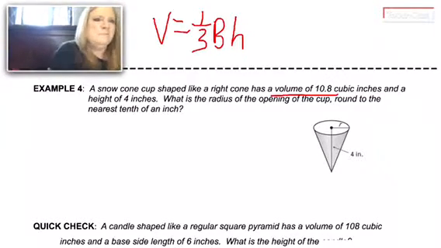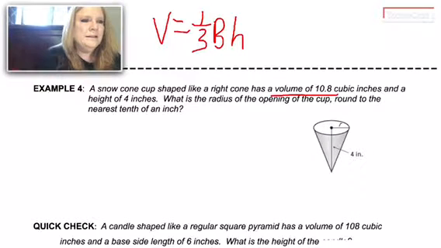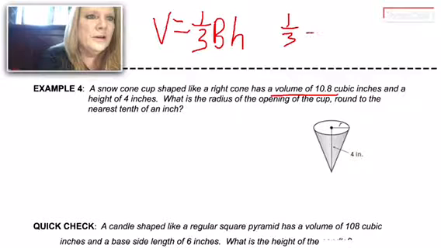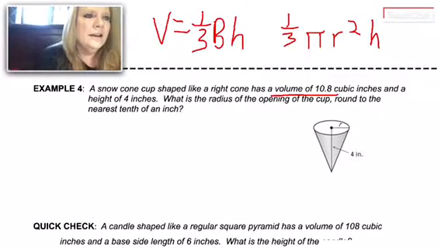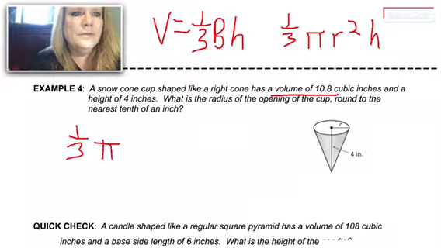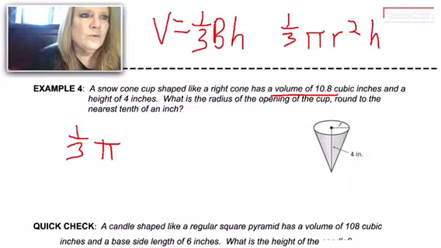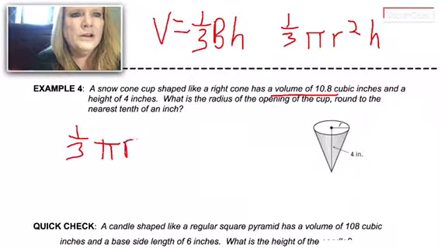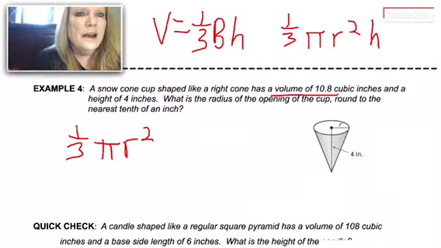But what is B? B is the area of the base. Well, the base of the cone is a circle. So I always change this to 1/3 pi r squared times the height. And they tell me that is equal to 10.8. So let's fill in what we have. We have 1/3 pi times the radius squared, that's what we don't know, times the height, which is 4, is equal to 10.8.